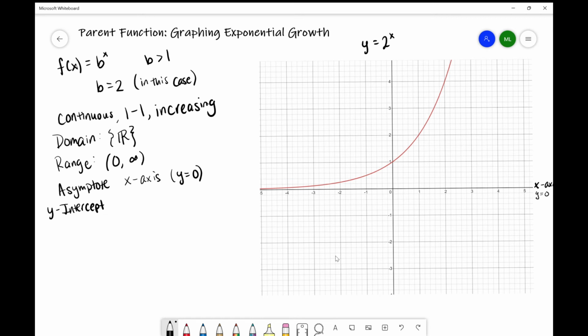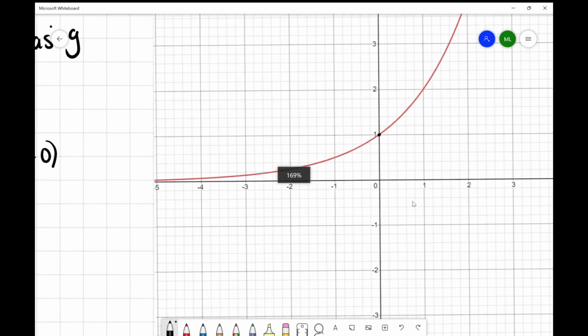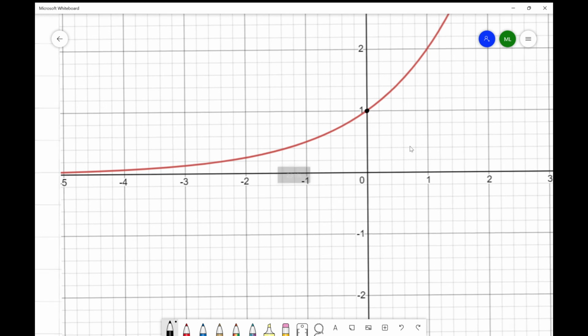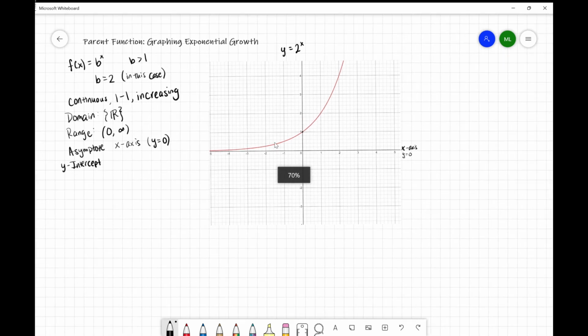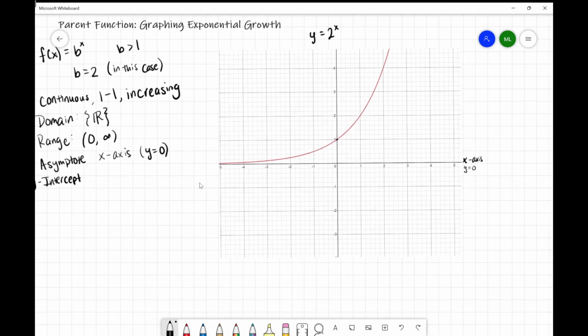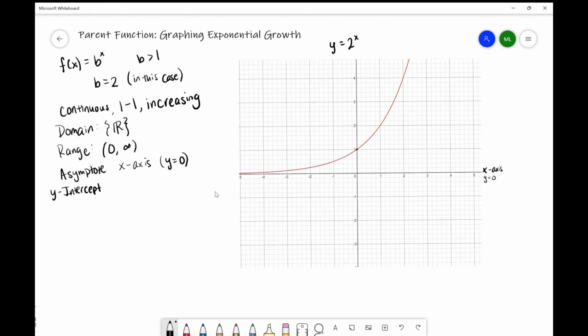So my y-intercept: for b to the power of x, or in this case 2 to the power of x, it's always going to be this number right here. I can zoom in. You notice that for every number raised to a power x, your y-intercept is always going to be 0, 1. Let me write that to the side here. So our y-intercept is always going to be at 0, 1. Now that's a coordinate.